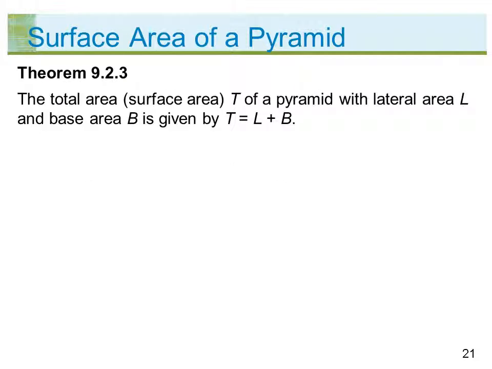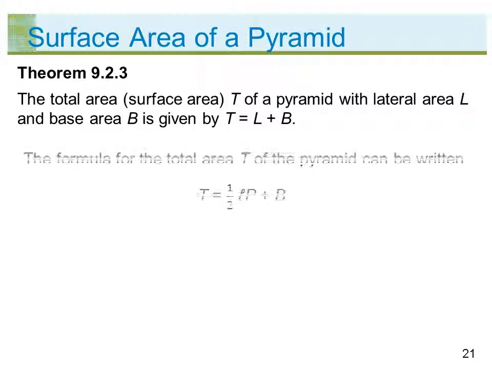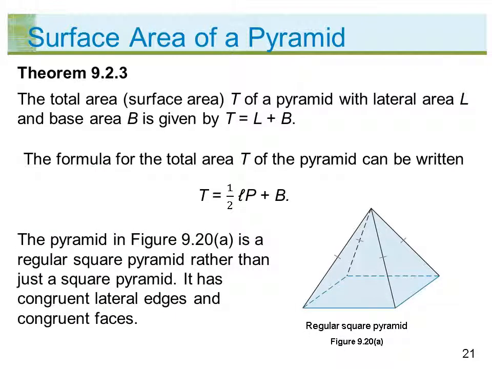Theorem 9.2.3. The total area (surface area), capital T, of a pyramid with lateral area capital L and base area capital B is given by capital T equals capital L plus capital B. The formula for the total area can be written capital T equals 1/2 l capital P plus B.